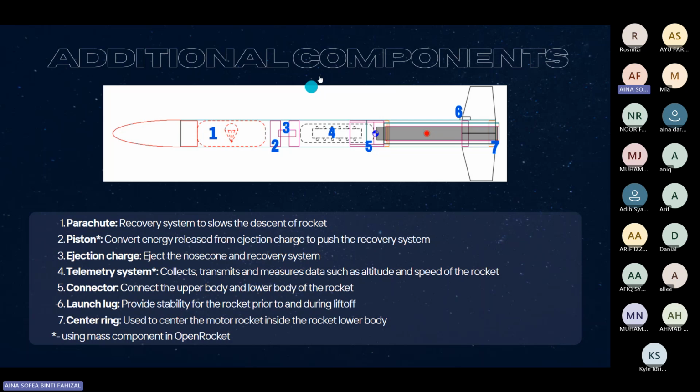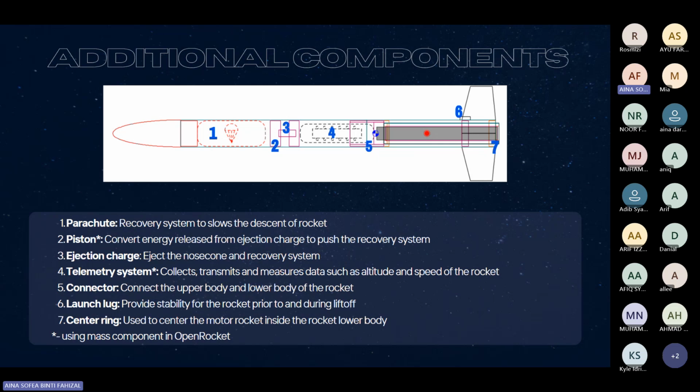In some cases, we will use black powder as the ejection charge. But if there's no piston, it will burn the parachute. So even if there's a parachute, but it's burned, then there's basically no recovery system for your rocket.